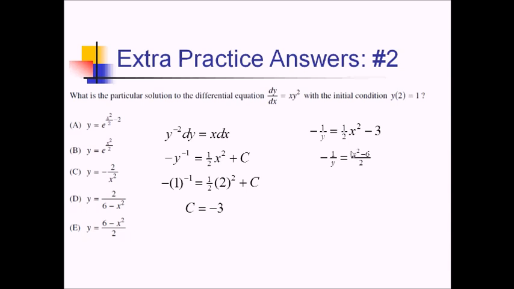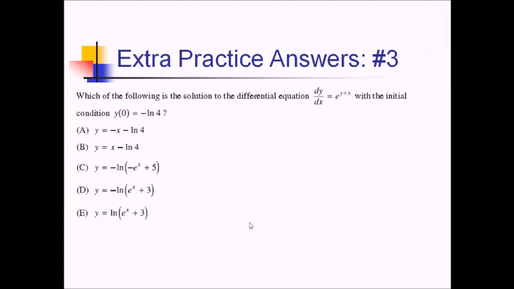So I've got negative x squared plus 6, or you can write it as 6 minus x squared. Next, I'm just going to flip both sides. So I have y equals 2 over 6 minus x squared. And that's going to be 2 over 6 minus, there we go, d.